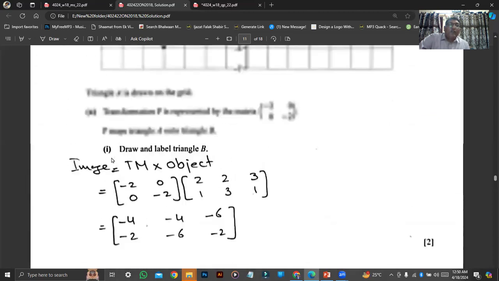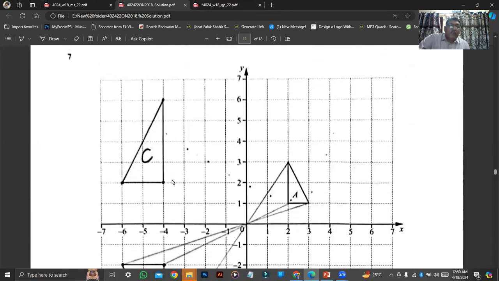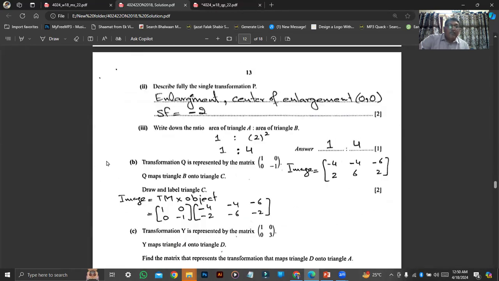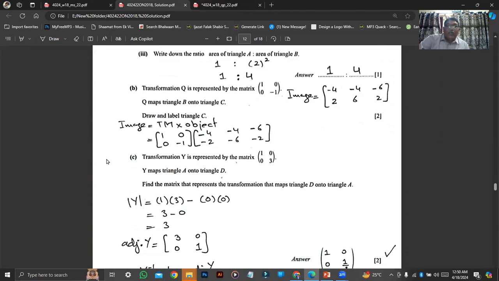So then I will plot this on the grid, and you can see I have plotted it. So I will have -4, 2, -6, 2, -4, 6. So this is the triangle C. So B has been mapped onto C, and this is how this is done. I hope you understand.